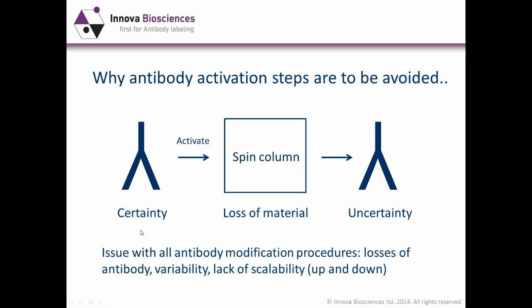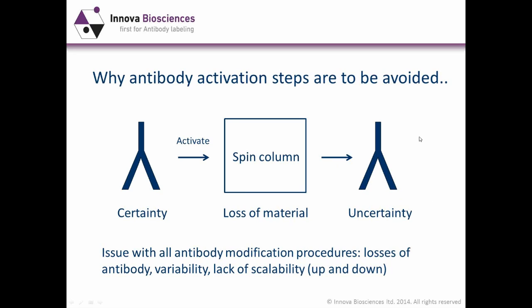If we start here, you have your antibody. It's unlabeled at this point. You want to label it. You know with certainty what the concentration is. You know how much you've got. If you have to modify your antibody before you can actually make a conjugate, then you are going to face some sort of separation step. Quite often it's a spin column. You will lose material. There's no question about that.